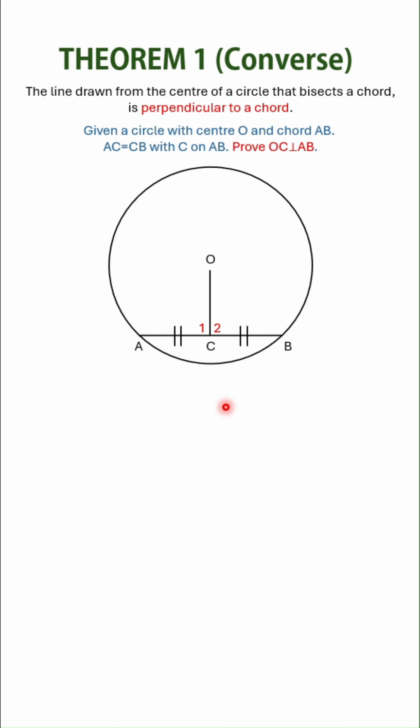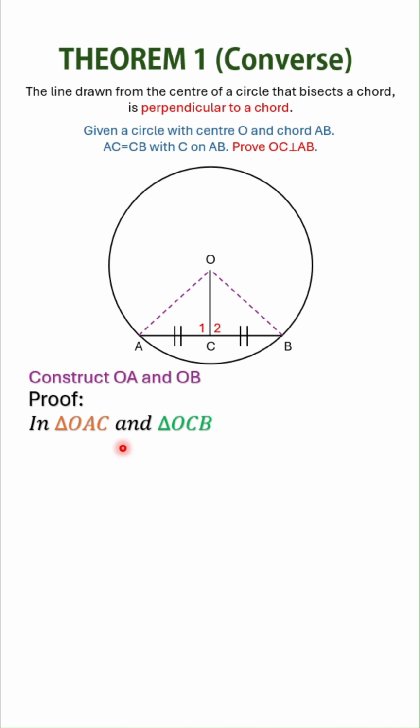So to prove this converse of theorem number 1, we need to actually prove congruency. But before we prove, we need to construct two lines, which is OA and OB. And these two lines are actually the radiuses of the circle. So now that we have constructed the two lines, we need to prove. If we prove congruency, we need to mention the triangles in which we are proving congruency. So we're going to prove congruency between triangle OAC and triangle OCB.